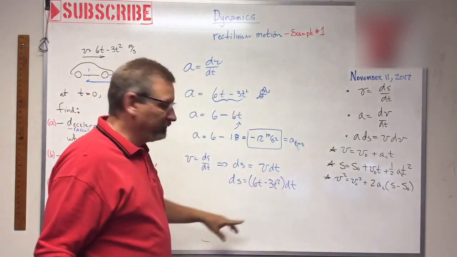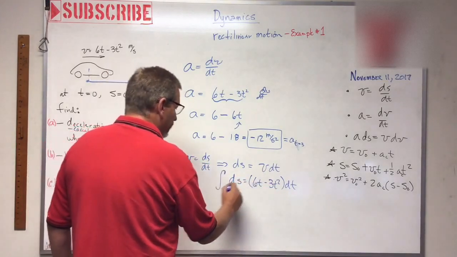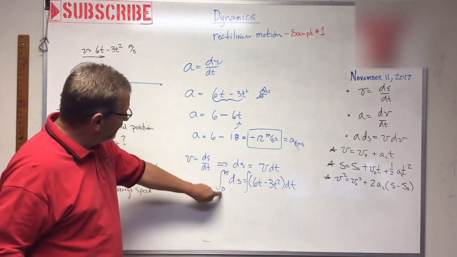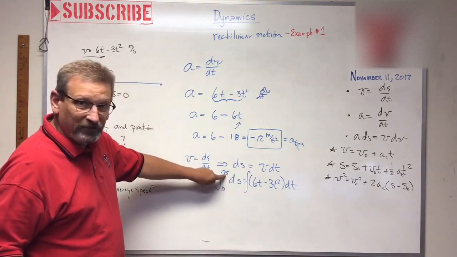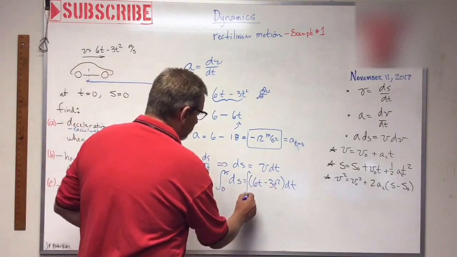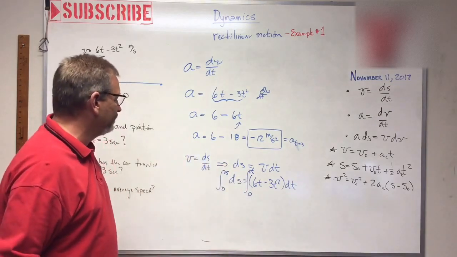Now to get rid of those ds and dt, what do we do? We just integrate both sides, right? So this one goes from 0 to s, or from 0 to the final position. And this one goes, with respect to t, 0 to t, right? That's time t over there.